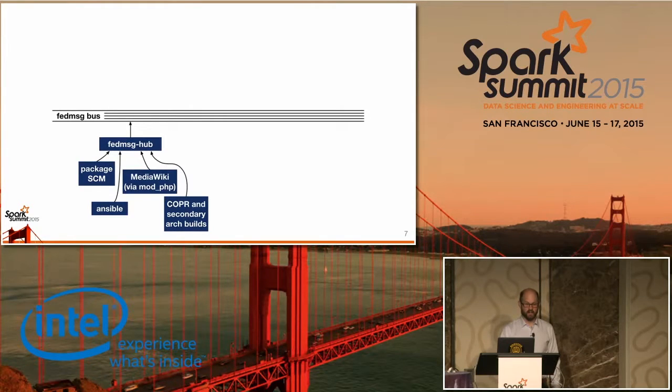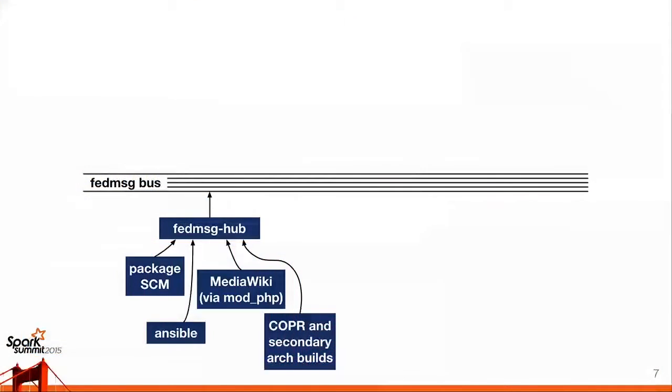So as an example, if I am building a FEDORA package and I add a new patch, adding a new patch to make that package build in a new release of FEDORA will generate a message. Updating a wiki page will generate a message. Building FEDORA for a secondary architecture, like S390, or building an alternate collection of packages, those things will also generate messages.